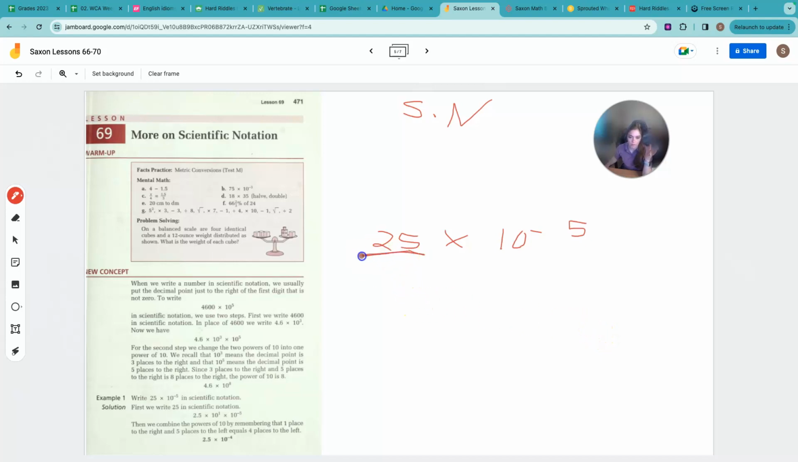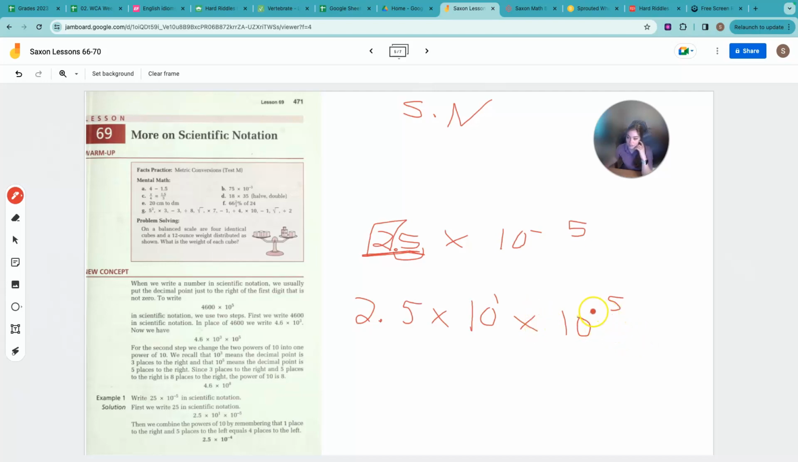So let's look at 25 here. 25 is not in scientific notation, right? So what are we going to do? Remember that you want to put the decimal point to the right of the first number that is not 0. So what's the first number that is not 0 here? It is 2. So we want to put the decimal point just to the right of that. So we're going to end up with 2.5. And remember, we just moved that decimal point once. Now, here's the important thing. We just moved it once. 2.5 times 10 to the first power times 10 to the negative 5 power.